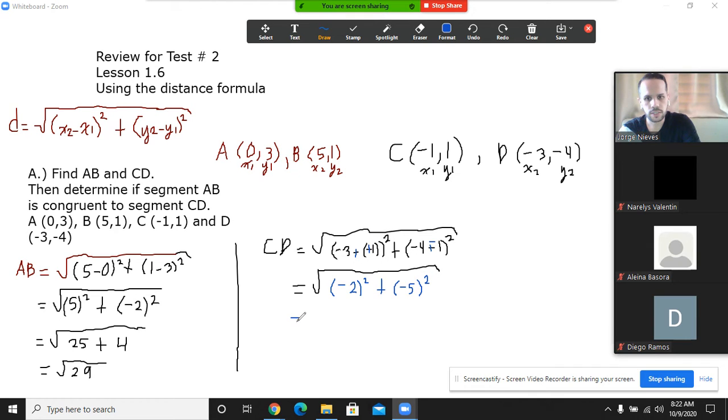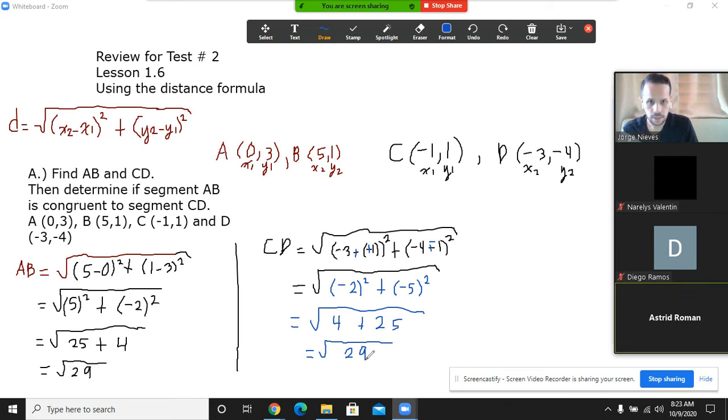So what do you notice? That we're going to have basically the same answer. -2 to the square is 4, okay? And -5 to the square is 25. So, what do you notice? Who can tell me? What do you notice from segment AB and segment CD? They had the same distance. So that's what we were looking for, okay?